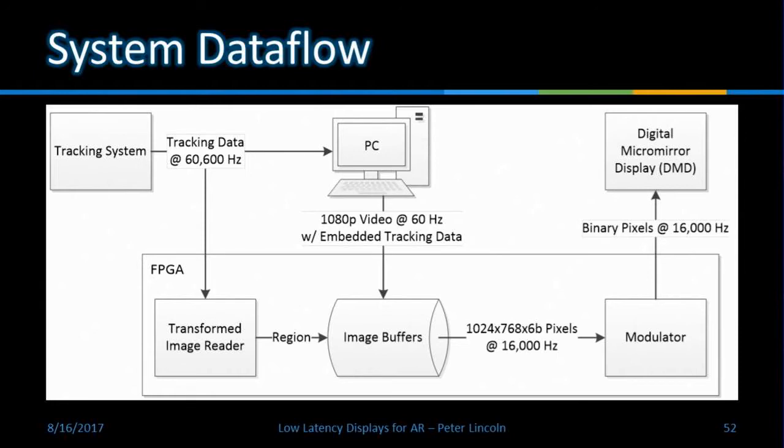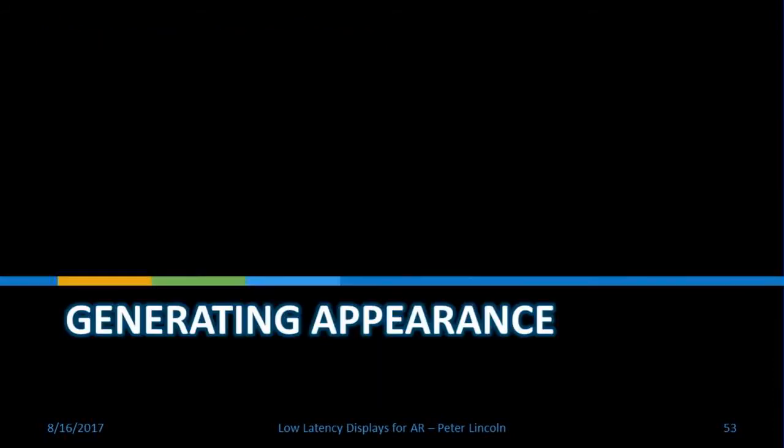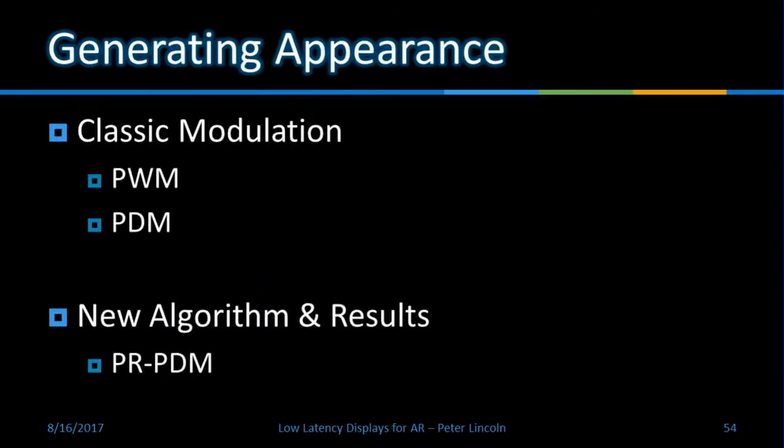So, returning back to that system data flow diagram, the next problem is how do we take these PC-generated input images and generate a series of binary frames on the DMD? And that brings us to generating an appearance. Now, generating the appearance on these binary displays is a task for modulation. I'm going to discuss some classic modulation schemes first before talking about my new algorithms and its results.